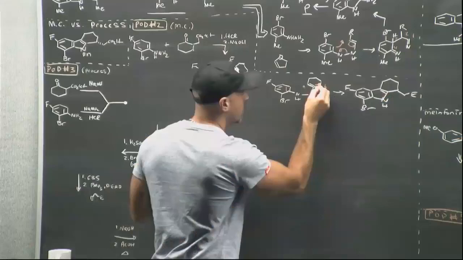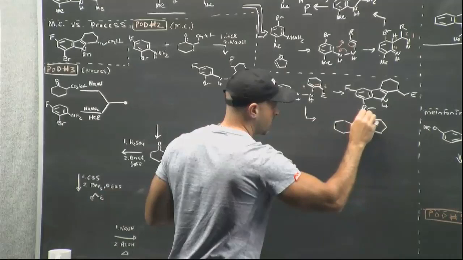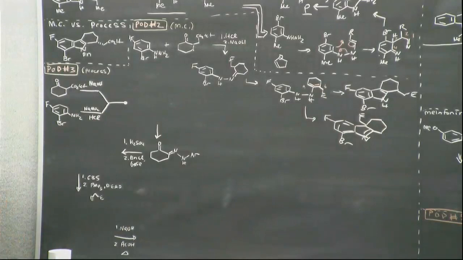Okay, so if you get this one here, this is what people call the interrupted Fischer, because it has not quite done its job to make an indole. It can't. So it stops there. But there's one more product there, Alex. Any ideas?